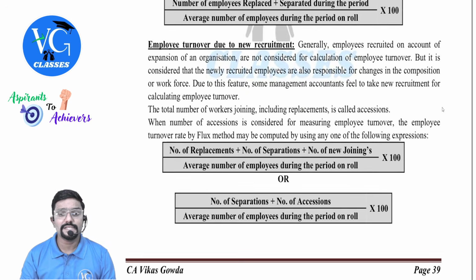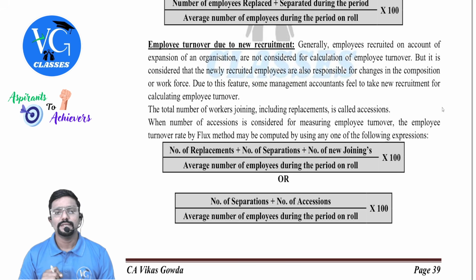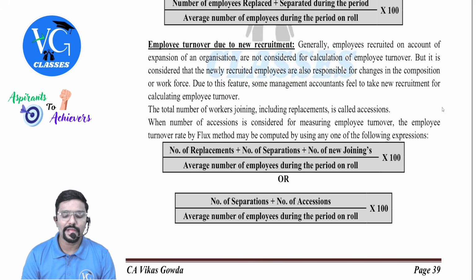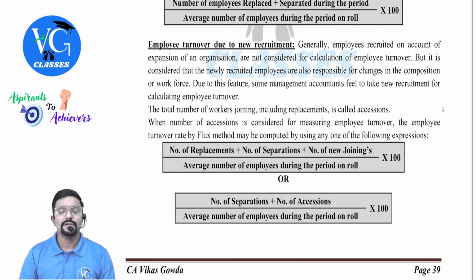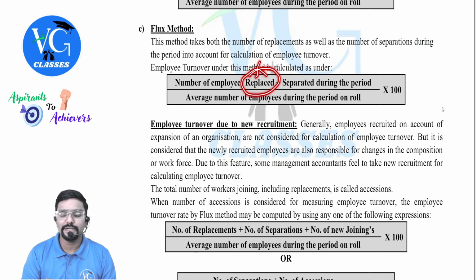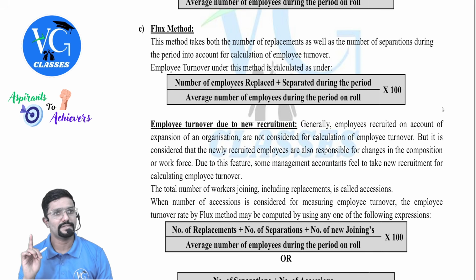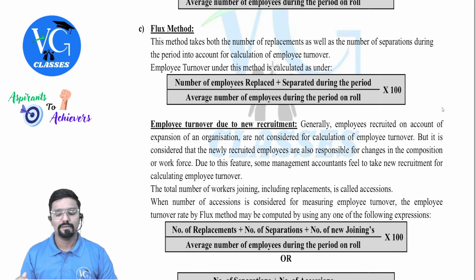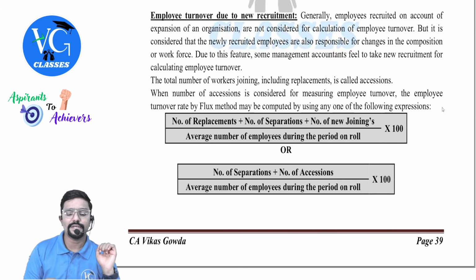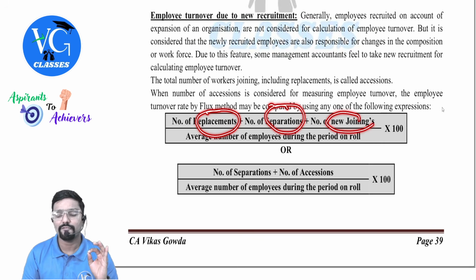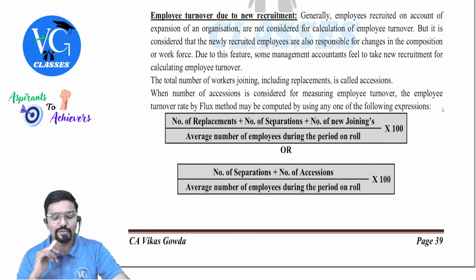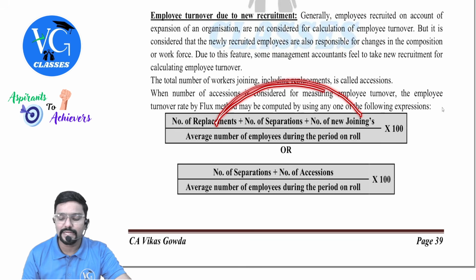When the number of accessions is considered for measuring employee turnover, the employee turnover rate by flux method may be computed by using any one of the following expressions. Guys, this is also under flux method only. In the previous formula I covered only replacement and separation, and replacement will not include all the new employees. It will only include replacement. But now I am changing the formula. What is it, sir? Number of replacement plus number of separation as it is, with one more extra thing: number of new joinings. These two put together, what can I call it as? Accessions.